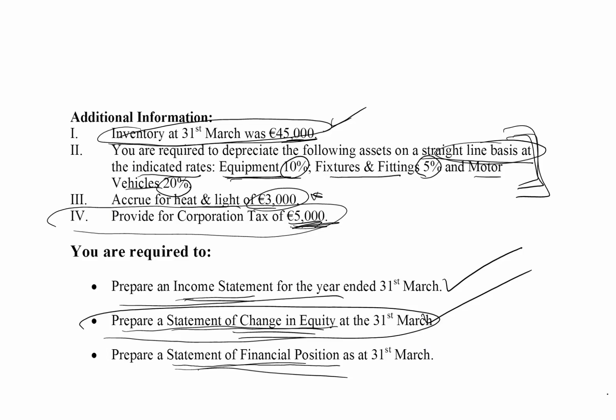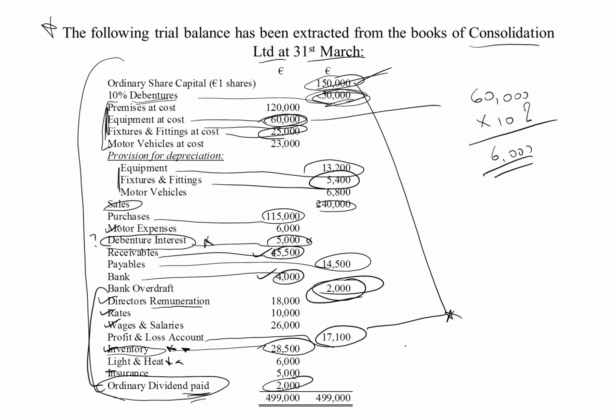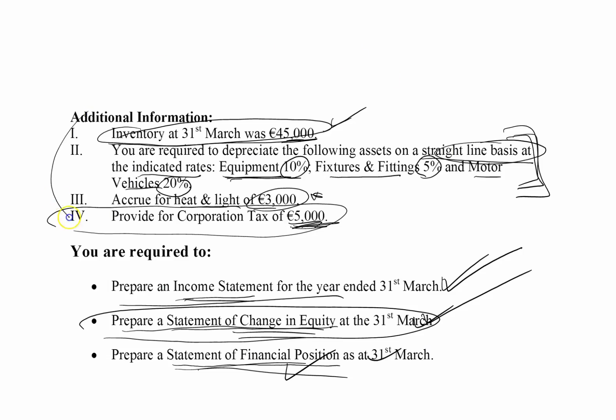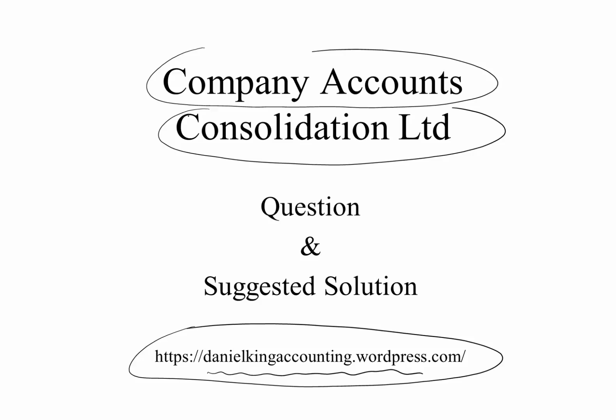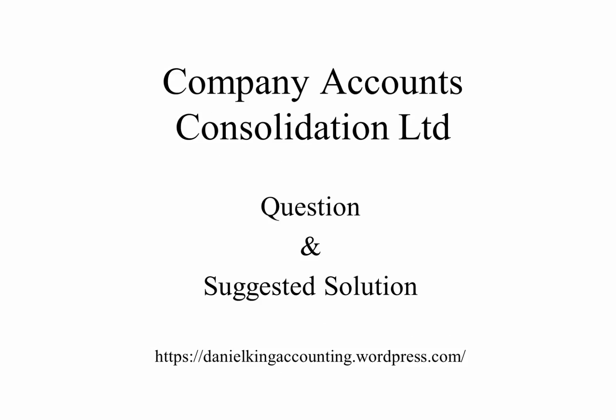So back to the requirements then. We see we have done now the statement of financial position. So we've completed all 3 requirements. And we've used everything in the trial balance. And in the additional information, everything's been used twice. Once in the income statement and once in the statement of financial position. Okay, so that is the question completed.